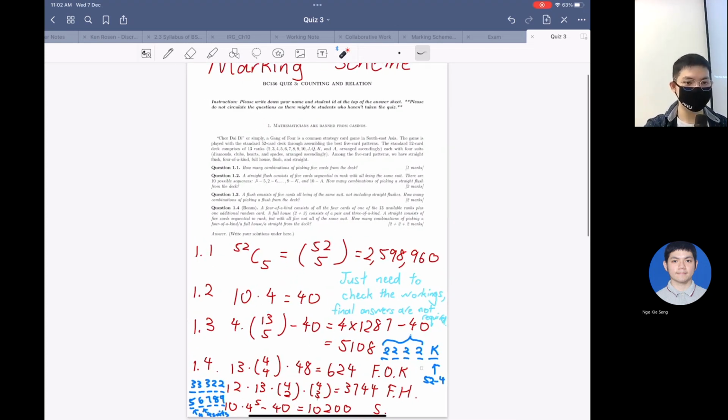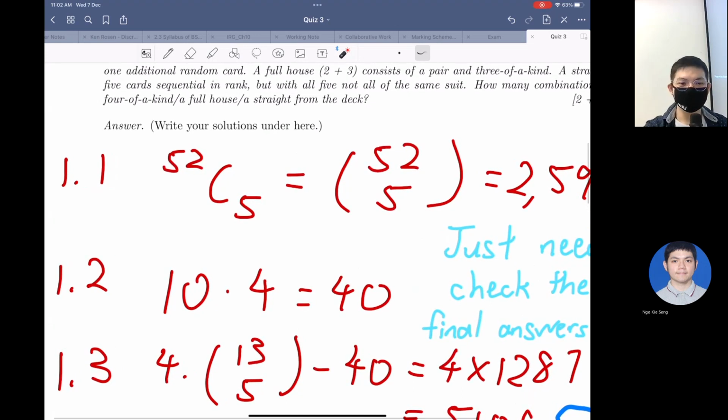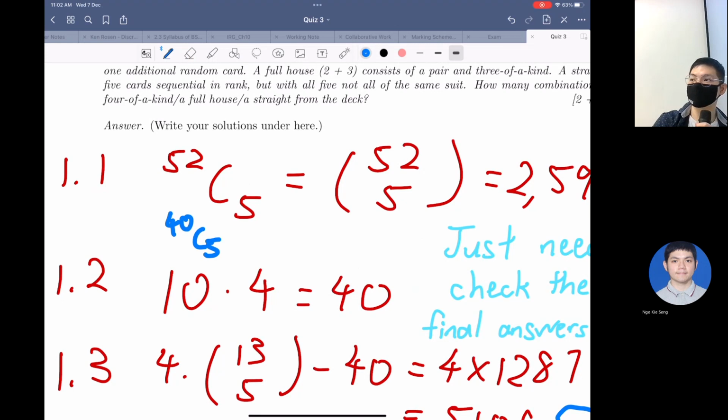Any question on question 1? Which part do you want me to repeat again? 1.2? Why just 10 times 4? What do you think it is, if it's not 40? 40 C5?